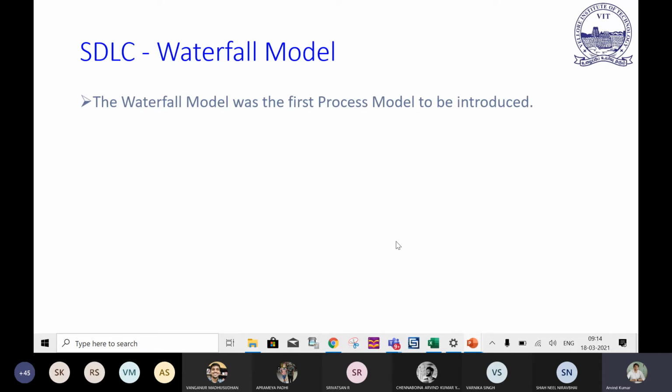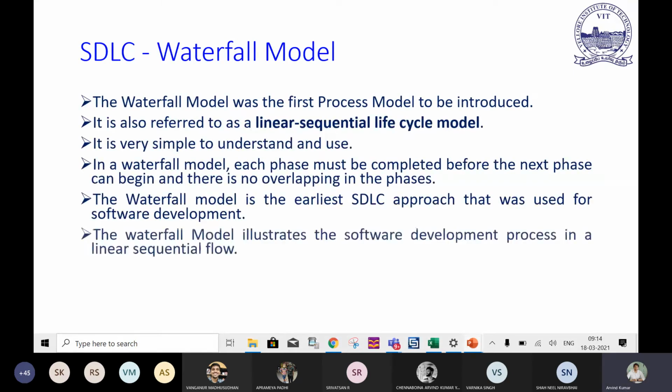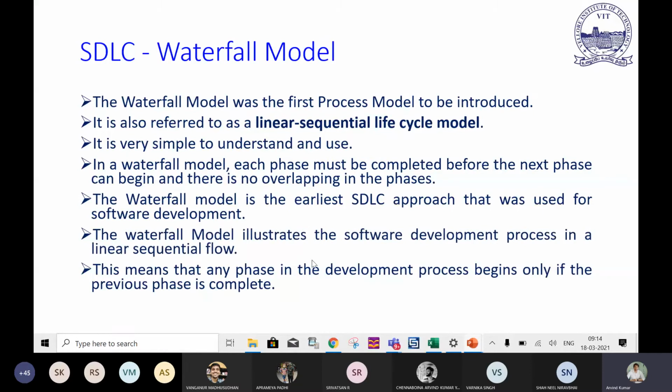Let us see one by one what the functions are of the waterfall model. I will not go step by step, so that complete visibility is there, due to some time lagging problem. The waterfall model was the first process model to be introduced, and it is also referred to as a linear sequential life cycle model. So sequentially, step by step, you are going; very easy to understand. People who are starting their career in the software industry can take one problem and start step by step, and you can easily understand it also.